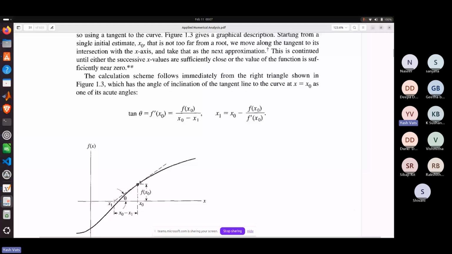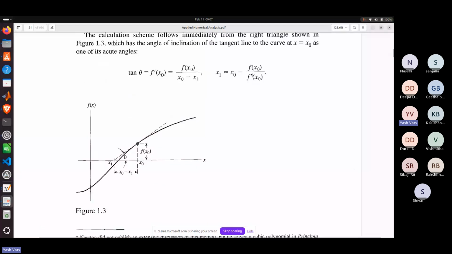So it's like tan theta. You can always write it like this: tangent of theta is f(x0) divided by x naught minus x1. So all good, you get the value of x1 from here. x1 is x naught minus f(x0) divided by f prime of x naught. So that is the difference between the two methods. f prime of x naught is kind of an approximation in your earlier method.